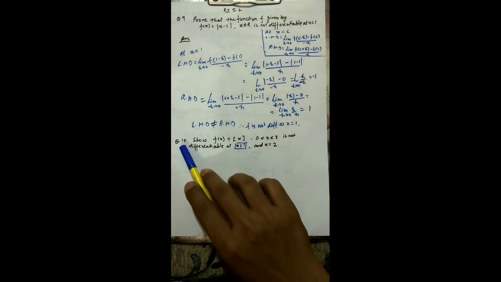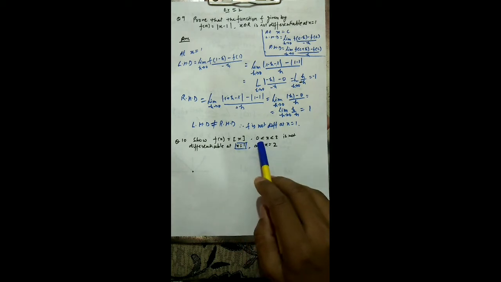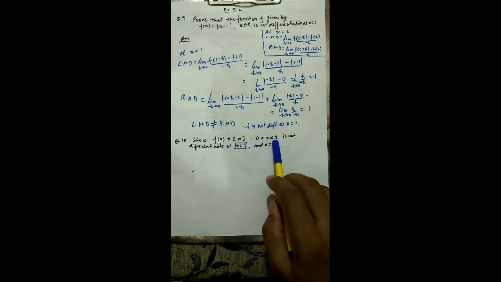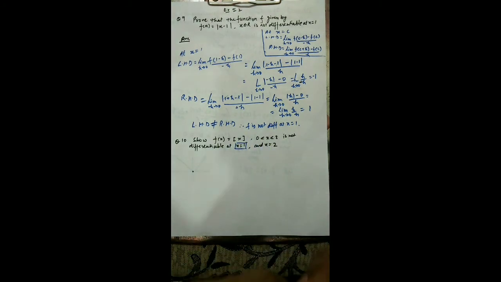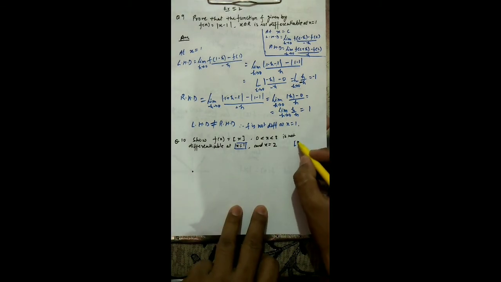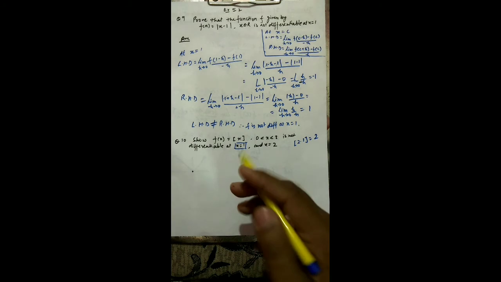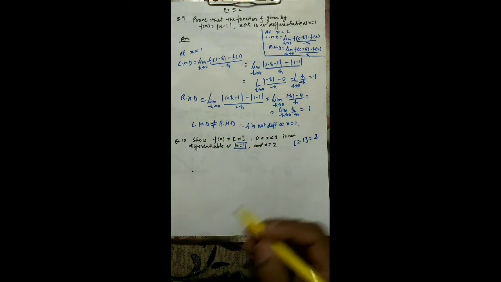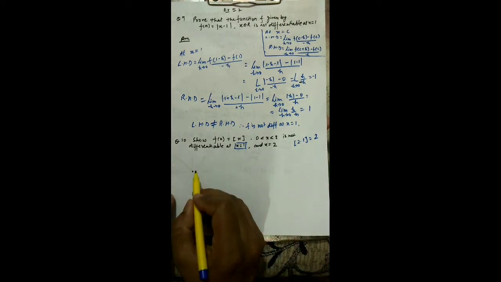Now we'll discuss question number 10. Show that f(x) equal to the greatest integer function, where x is lying between 0 to 3, is not differentiable at x equal to 1 and x equal to 2. I'm just explaining the greatest integer function again. If it is 2.1, the answer will be 2. So we go towards the left side on the number line, and whichever integer we get first is the answer of this greatest integer function. So we have to show that it is not differentiable at x equal to 1 and x equal to 2. So I'm doing it for x equal to 1.